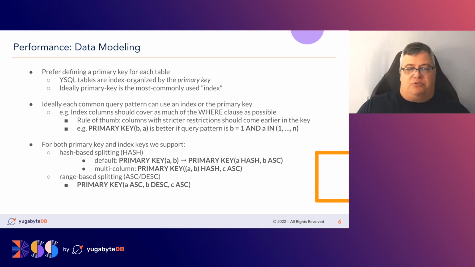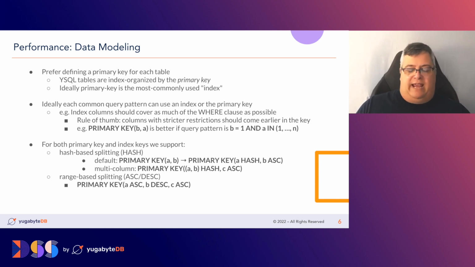A couple rules of thumb: columns with stricter restrictions, i.e. higher cardinality, should come earlier in the key. So in the case where we're doing a query pattern where B equals 1 and A is a range, where we're saying A in 1 to N, it's usually better to have the equality as your first column and the fan out as a clustering column.